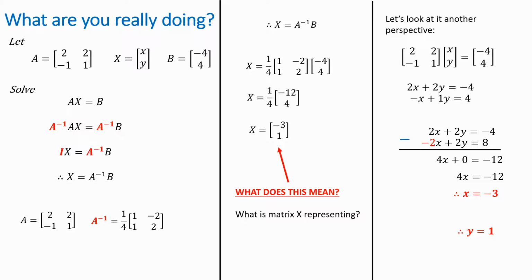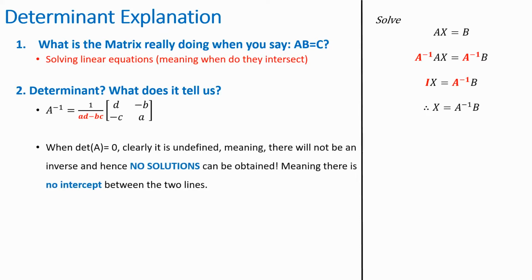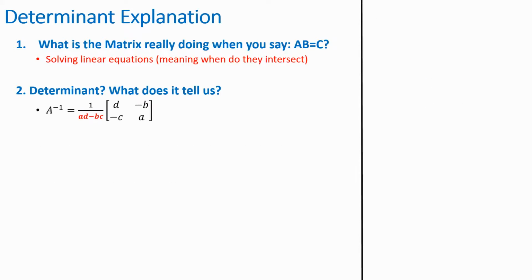Okay? Now, let's think about what this matrix is and how it links back to the determinant. Why was I talking about the determinant being so important? Because here, let's think about this. If AX equals B, and we said that as long as we can find the inverse, we can find out X. But here's the question. Let's look at the inverse formula.